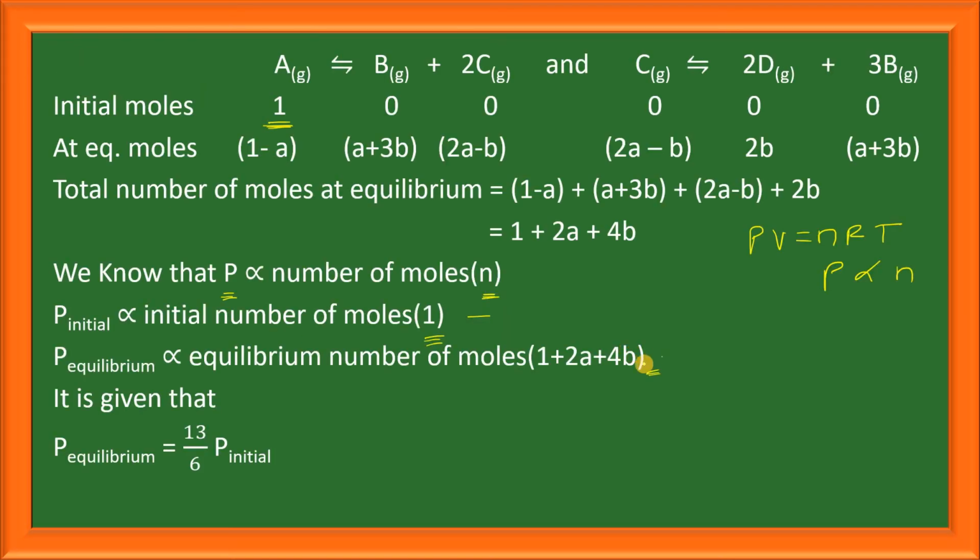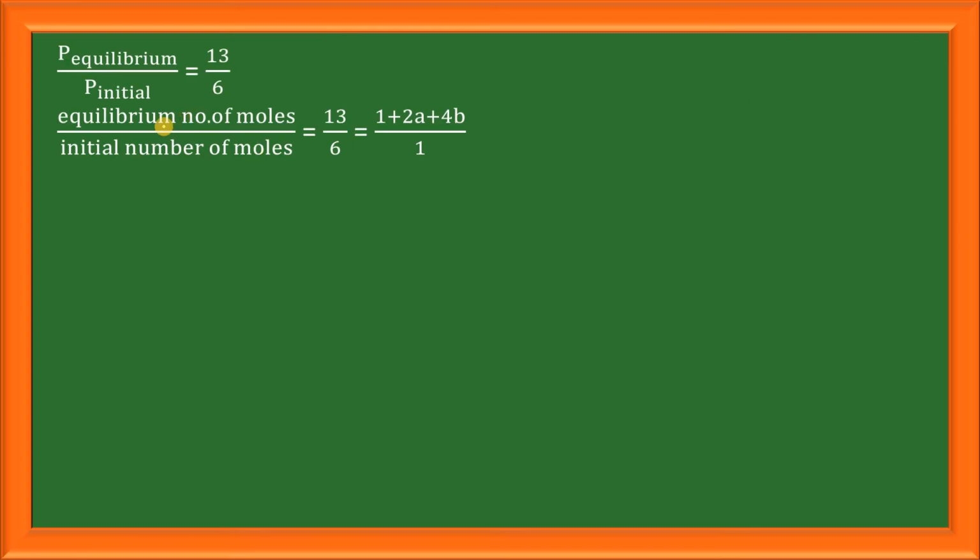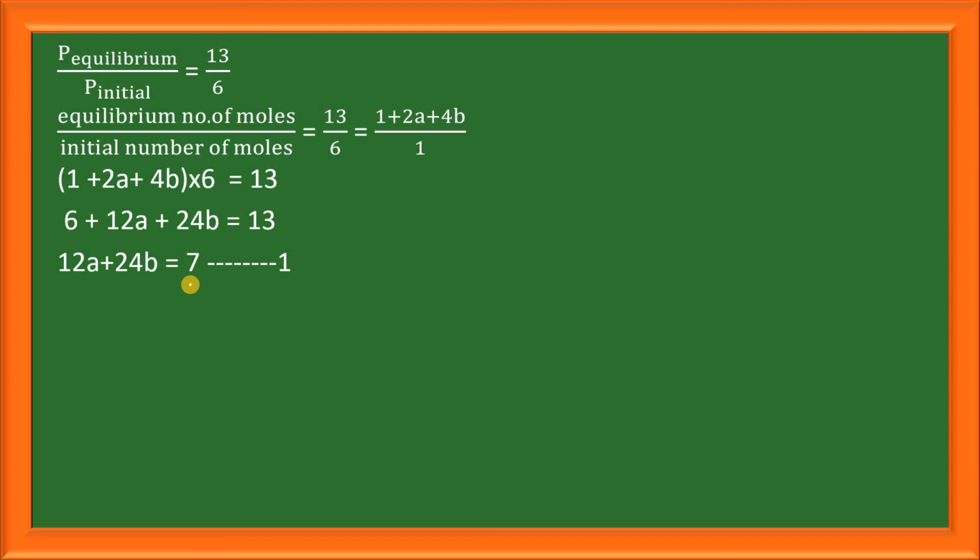So let's say ये इक्वेशन और ये इक्वेशन को अगर हम लोग डिवाइड करेंगे, then upon dividing this two equation we will get P equilibrium upon P initial will be equal to 1 plus 2A plus 4B upon 1. सही है? तो मैं दिस रेशियो को नंबर ऑफ मोल्स के रेशियो के फॉर्म में लिखूंगा. So that is why I have written here equilibrium number of moles upon initial number of moles, that is equal to 13/6. So just cross multiply करने के बाद let's say we get this equation. Let it be equation number 1.